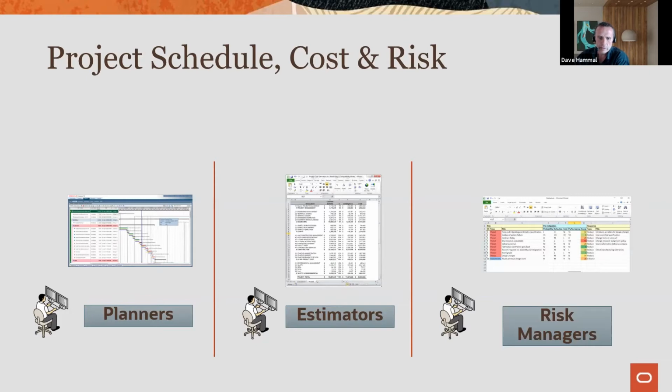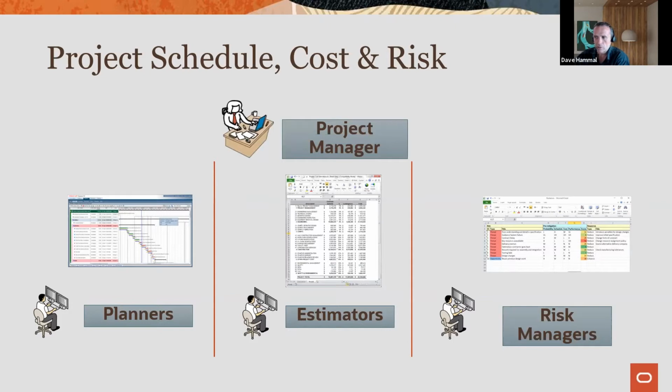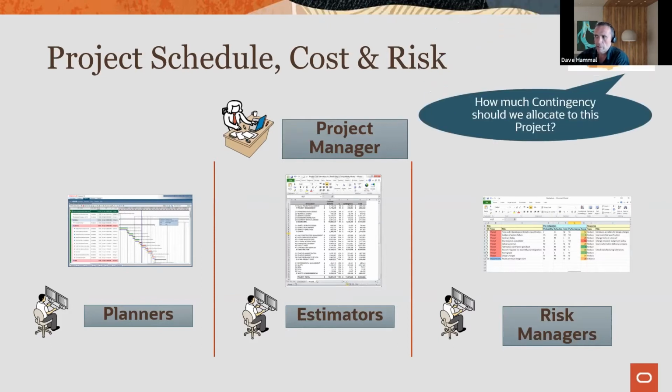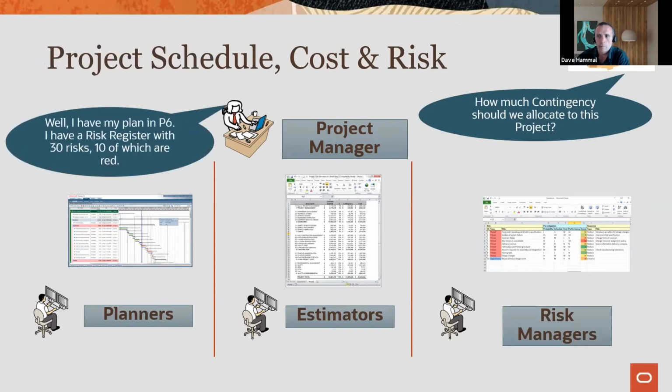And with all these three working in silos, feeding their information in their different tools, Excel maybe being the most common one, up to the project manager, it can be difficult to just answer a simple question, right? How much contingency should we allocate to this particular project? The project manager has all the information maybe that they have, but not in the way that works for them, right? I've got a plan here in Primavera P6, and I've got a risk register with 30 risks on, and 10 of them are red.